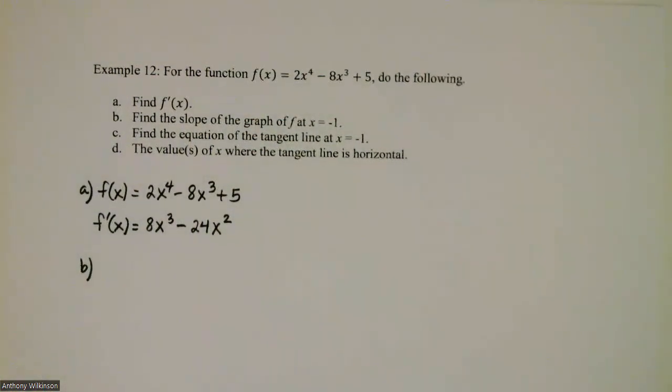Now, part B is to find the slope of the graph of that function at x is equal to 1. I mean, -1.